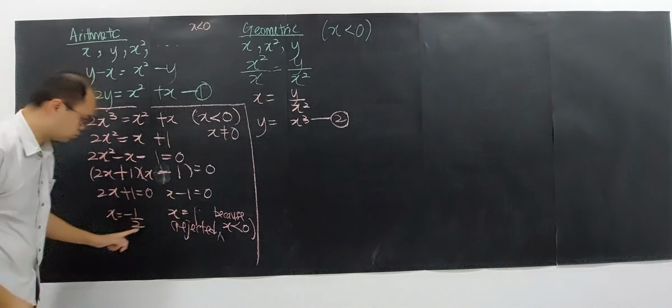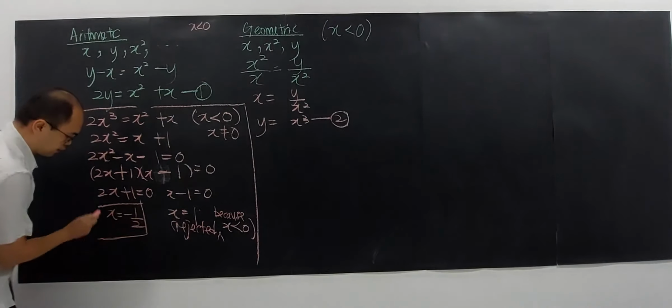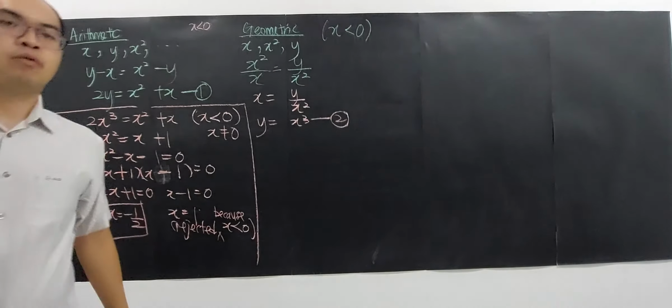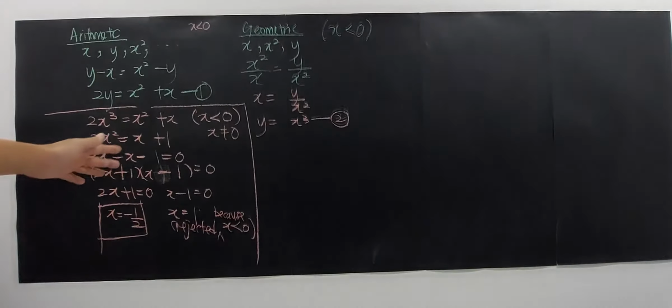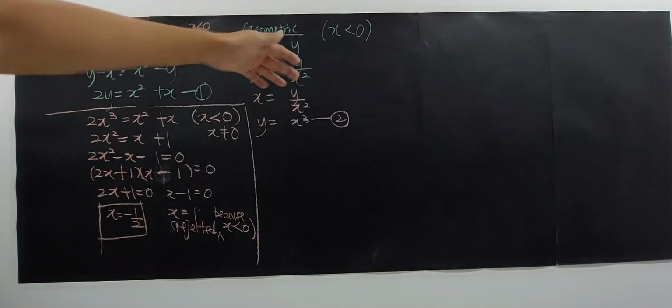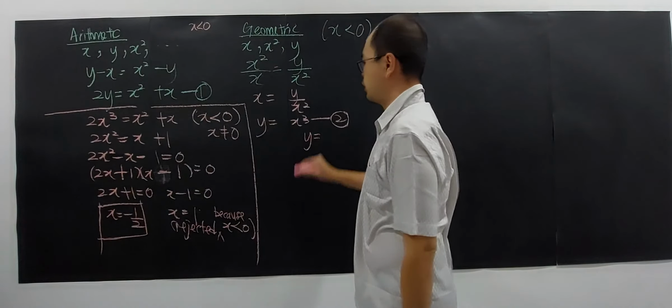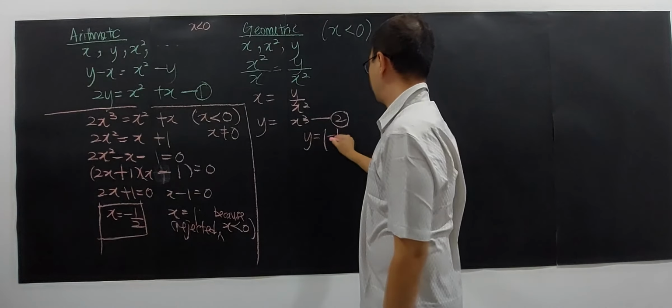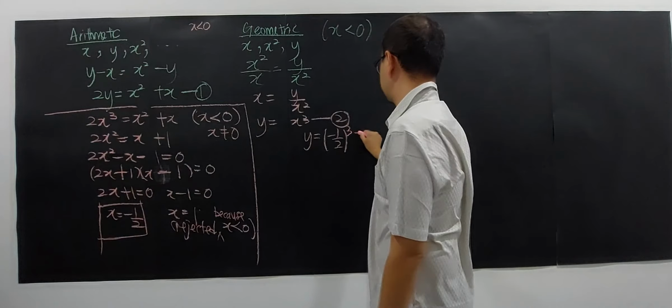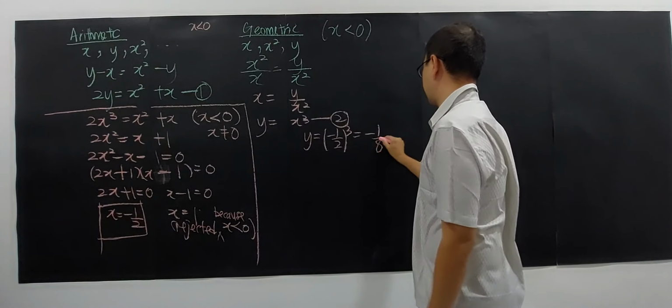This is a positive number, so this is the answer, right? So after solving, you're getting y equals negative 1 over 2. Then you can find the value of y. So your value of y will be negative 1 over 2 to the power of 3. You're getting negative 1 over 8.